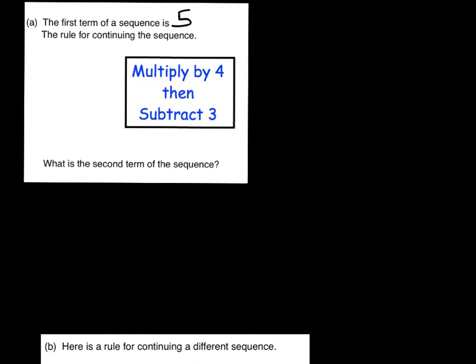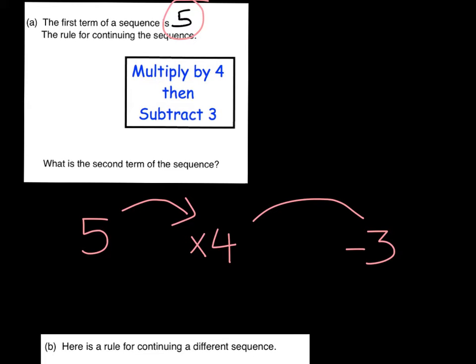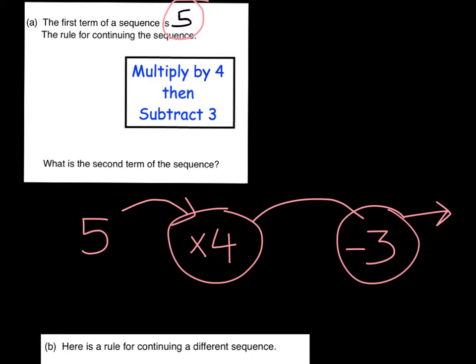So your first number in the sequence is 5, as given there. And the rule is that you need to multiply it by 4 and then subtract 3. So you could think of it as a function machine, times by 4, then take off 3 to get your next term. So 5 goes into the function, 5 times 4 is 20, so 20 would be out. You then go into the next function, 20 minus 3, and then out pops 17.